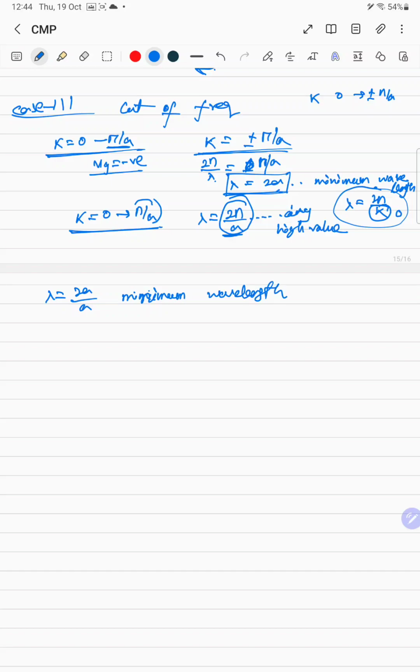Now let's answer our question. We are very close to it now. Let's say for any crystal the interatomic separation is 1.5 angstrom, and what will be the minimum wavelength lambda that can travel inside the solid? It must be 2a, that is 3 angstrom. And if velocity of sound inside that solid is 5000 meter per second, for example, then what will be the frequency?